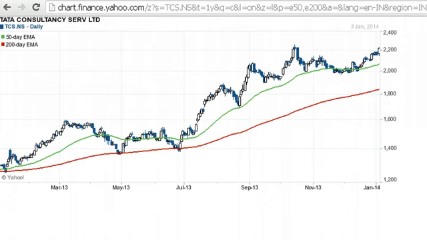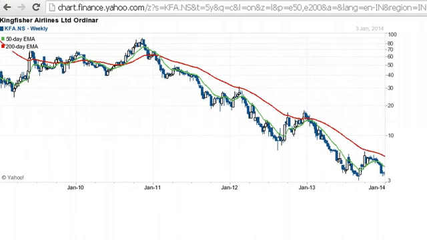Most of the other companies are relatively neutral or bad for a long-term investor, or fundamentally weak. So let's check out another chart. We've seen Tata Consultancy. This is the Kingfisher Airlines chart for the last 5 years, and we've again plotted the 50-day EMA and 200-day EMA lines. Again, the green line is the 50-day EMA and the red line is the 200-day EMA.